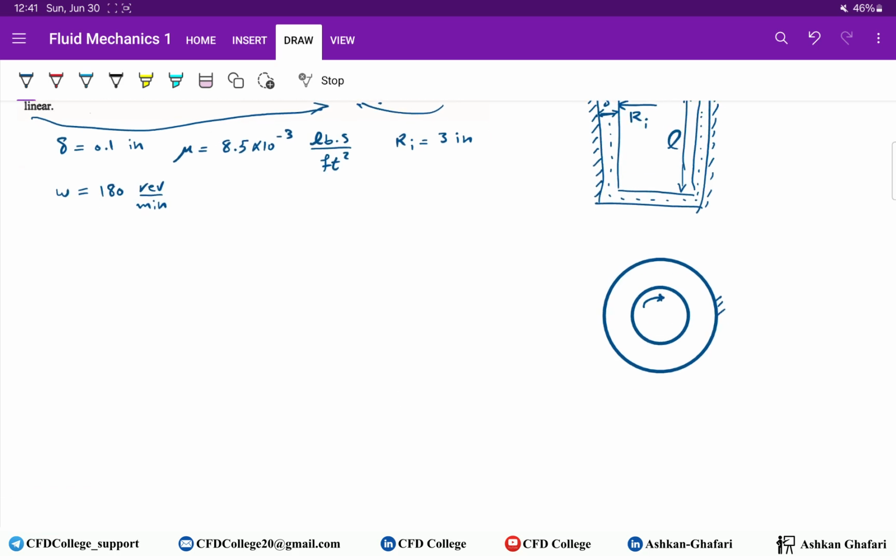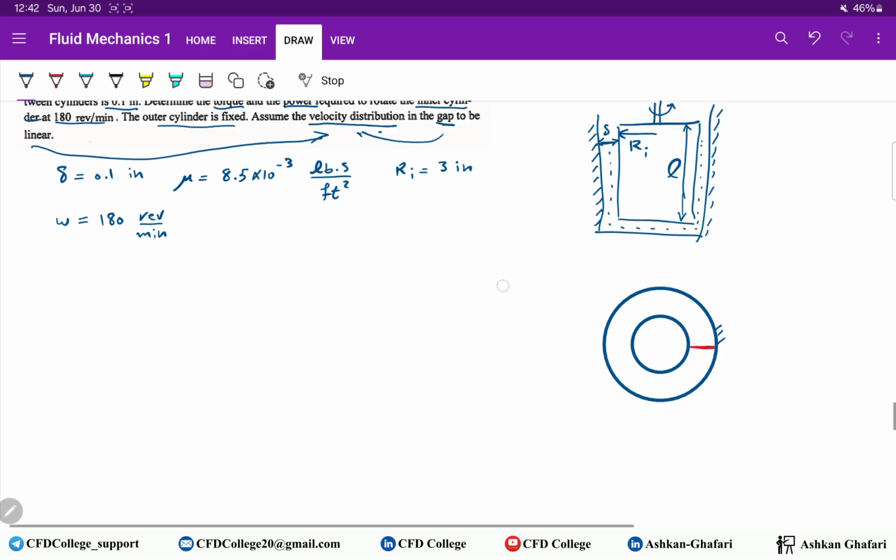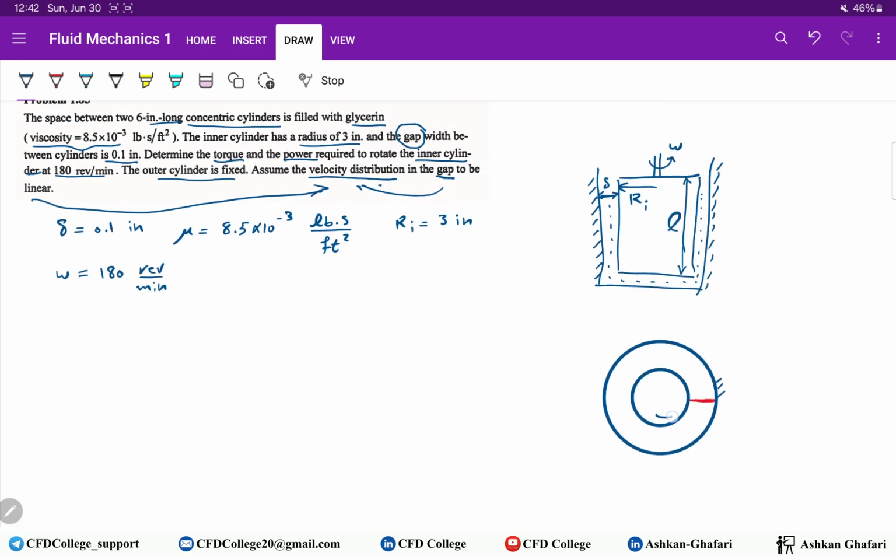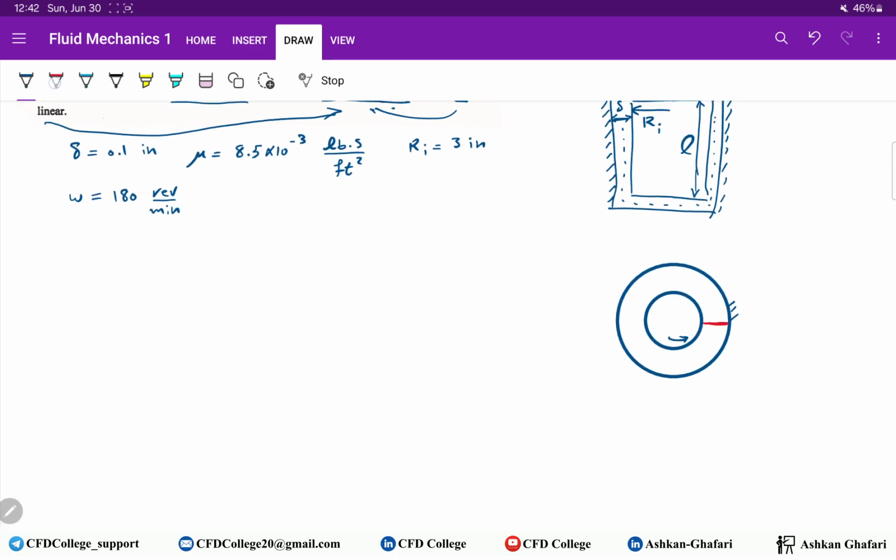Okay, and here we have the velocity distribution, a linear velocity distribution. Sorry, I think the rotation is this one. Okay, this is velocity. Here we have 0, and here we have Ri omega, and in between we have a linear distribution.